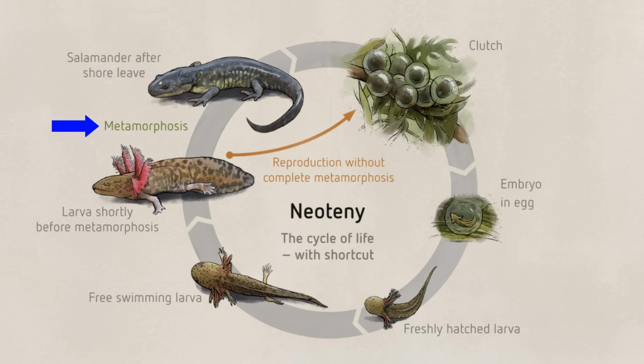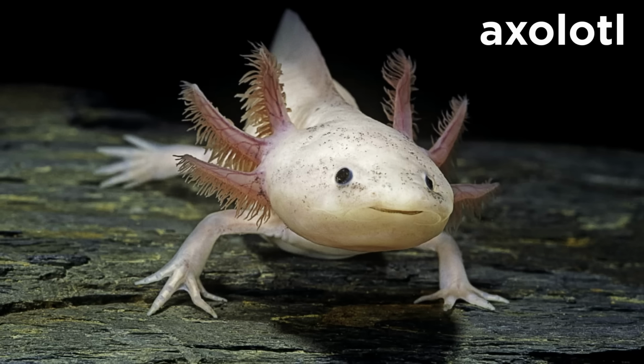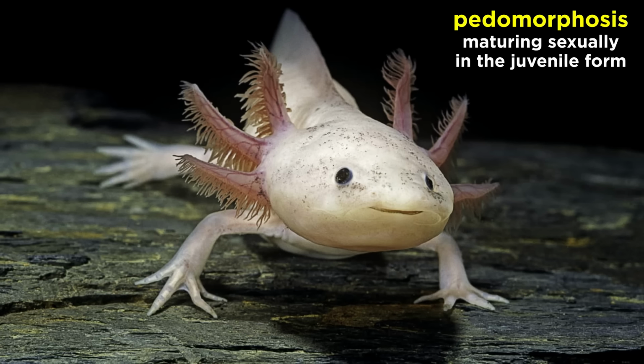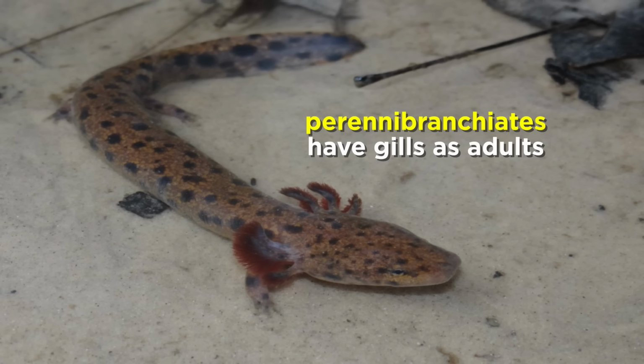Their metamorphosis into adults is often less pronounced than in frogs, because they already closely resemble the adults, and unlike tadpoles, are already carnivorous. Some species, like the now famous axolotl, remain in this juvenile form for their entire lives and sexually mature as juveniles, a phenomenon known as pedomorphosis, while gilled adults are known as perennibranchiates, though they can, in rare conditions, undergo metamorphosis.